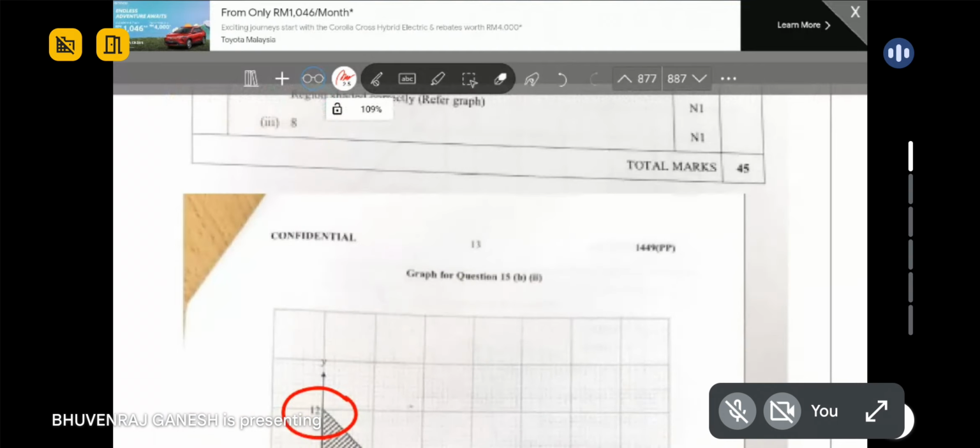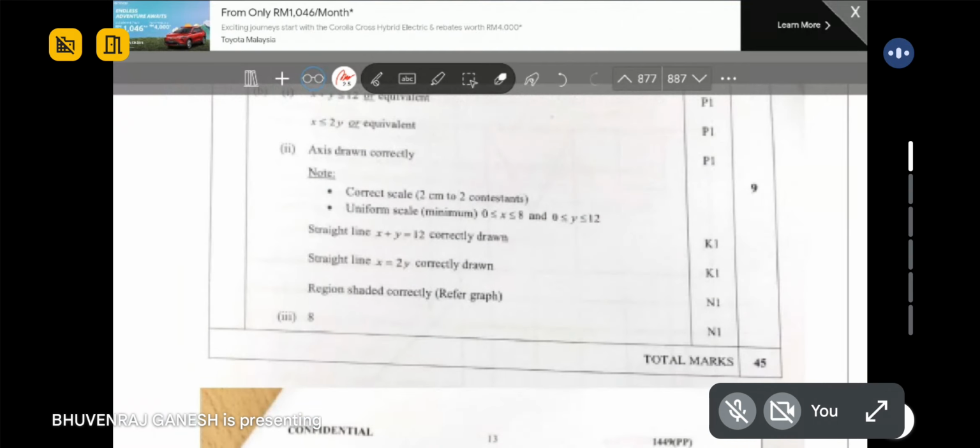So this question, all of you clear? Yes or no? Come on, I need some feedback. Jelas atau tak soalan ni?